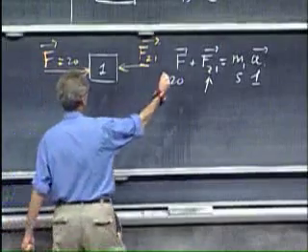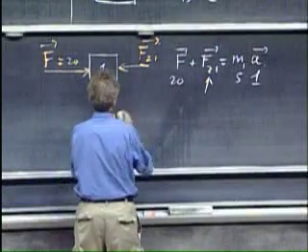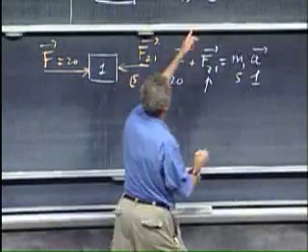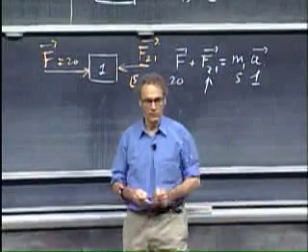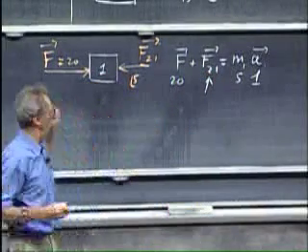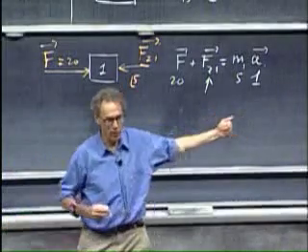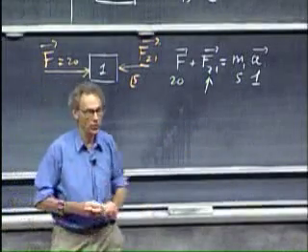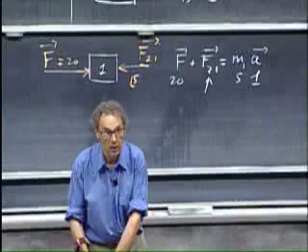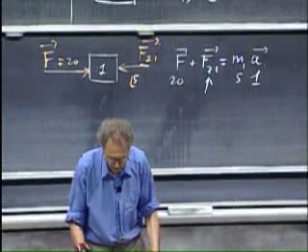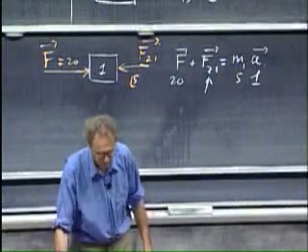F21 is in this direction, and the magnitude is exactly the same as F12. So you see, 1 is pushing on 2 with 50 newtons in this direction, 2 is pushing back on 1 with 50 newtons, and the whole system is being accelerated with 1 meter per second squared.